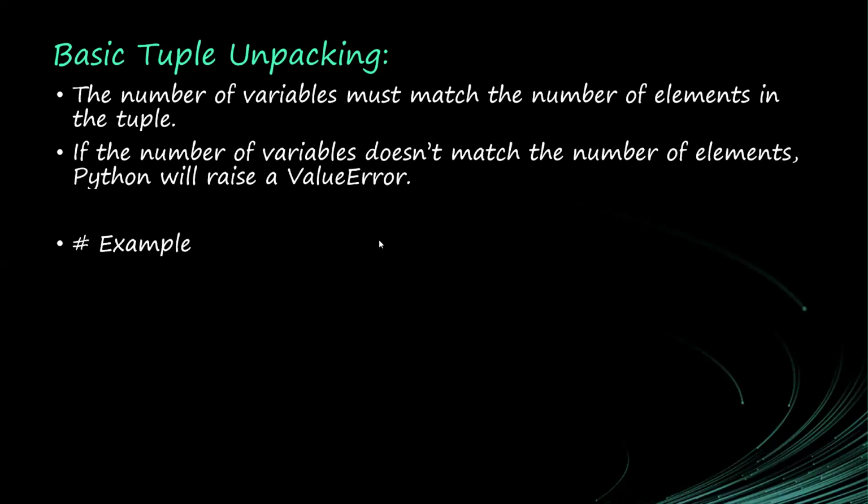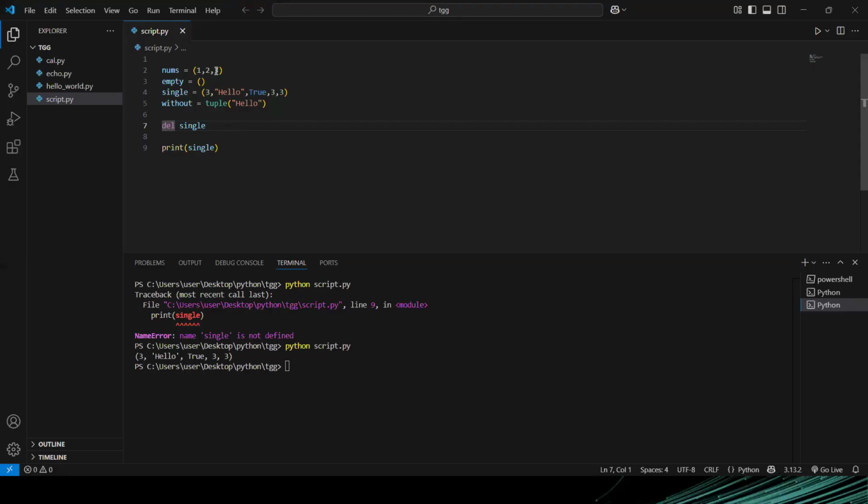So now let me show you an example. I have this tuple here, nums. If I want to unpack that tuple, what I'm going to do is this: I will say a, b, c are the variables, equal to nums. This is called unpacking. If I print a, b, c, it is going to be 1, 2, 3 respectively. I have unpacked it. a will be 1, b will be 2, c will be 3. But the variables have to be comma separated.